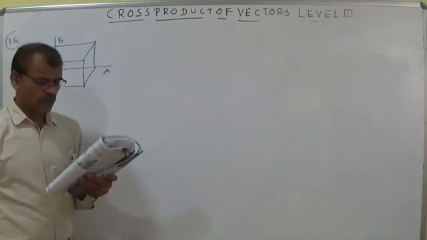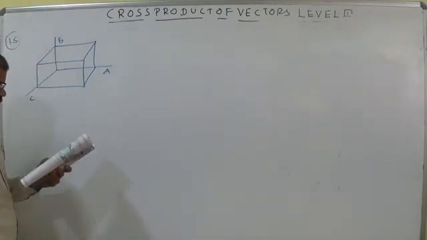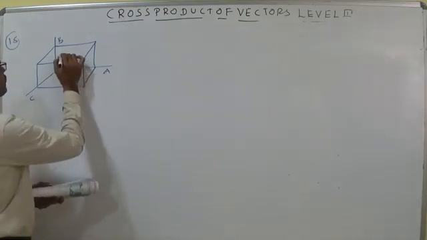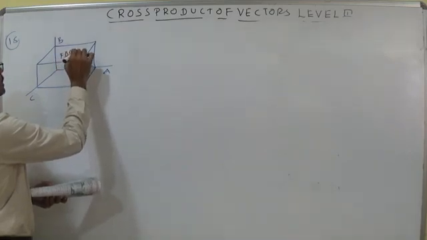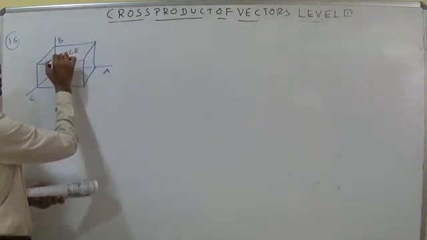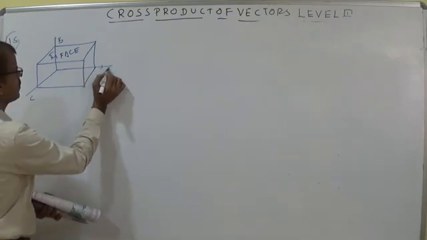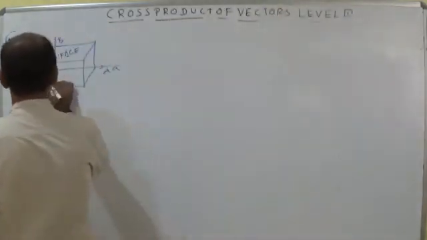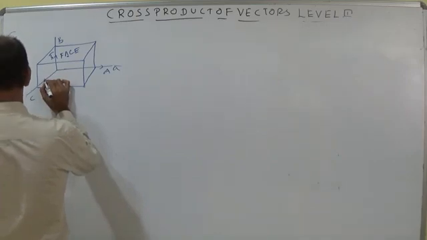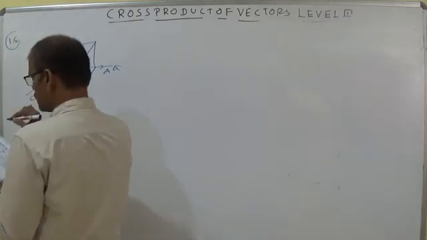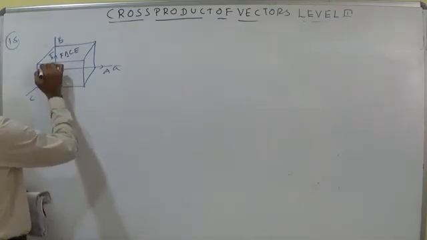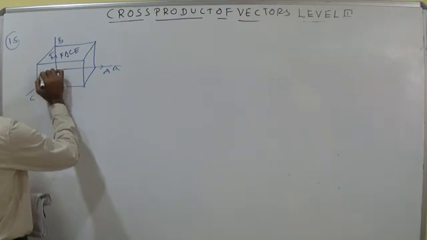Now, discussing A, B, C. The angle between A bar and the plane containing the face determined by B. This is the face. This is B bar, this is A bar. The angle between A bar and the plane containing the face determined by B and C. This is the face. This is the plane of B and C. This is a face.